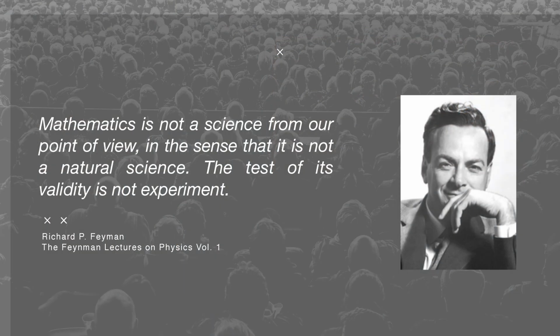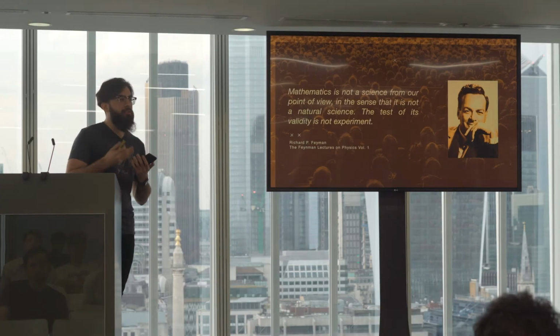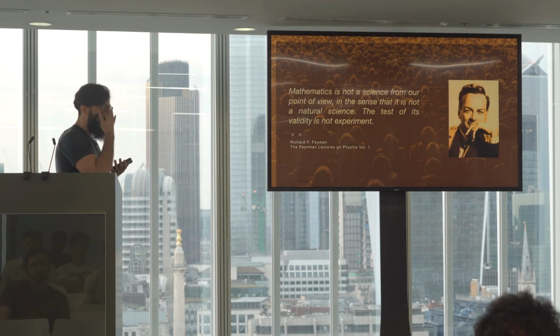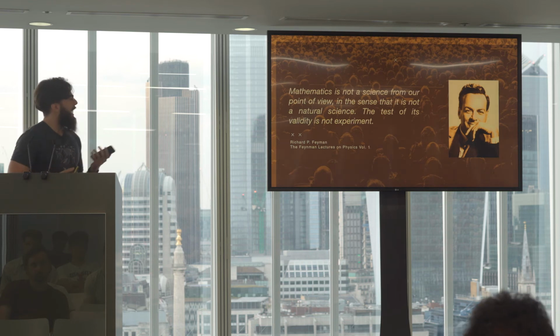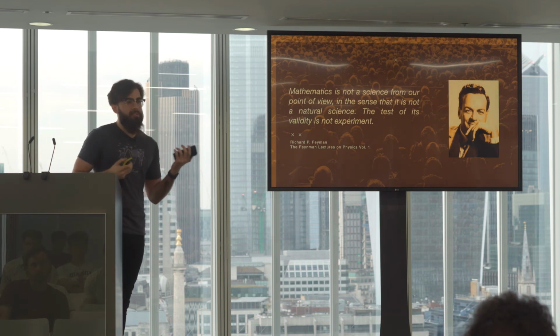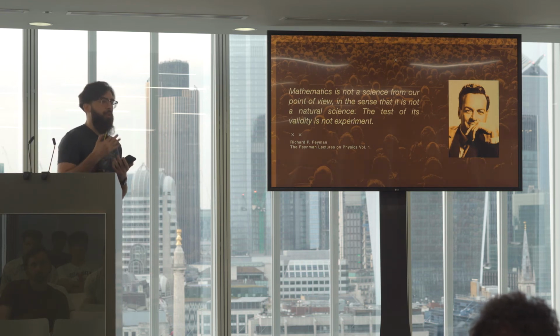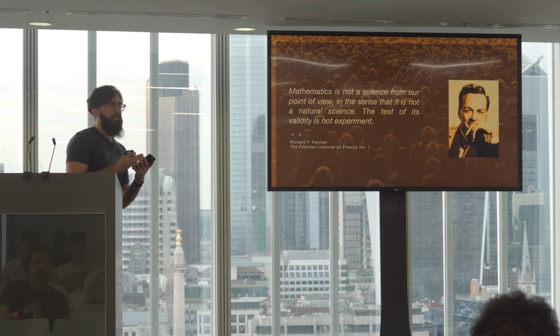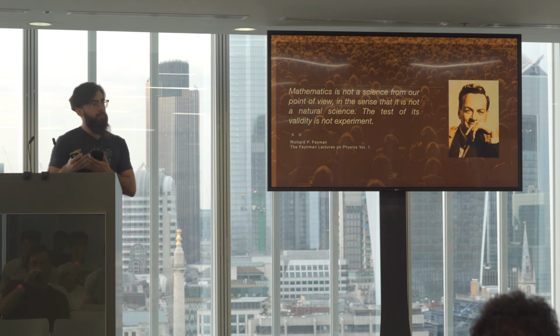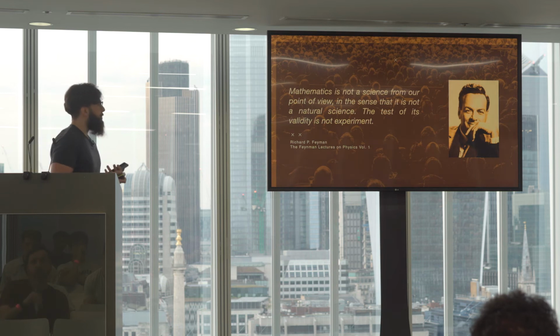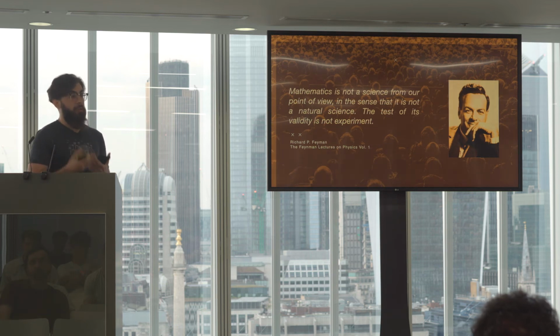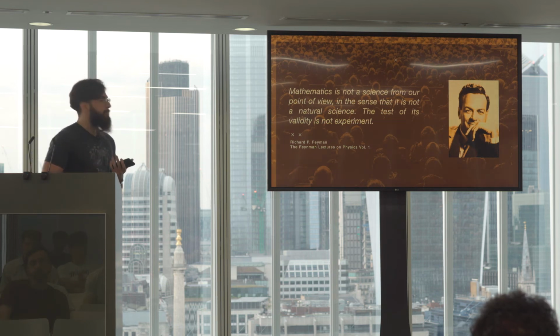And as Richard Feynman said, mathematics is not a science from our point of view because the test of its validity is not an experiment. You don't have to do experiments to confirm that something's true. And in a certain way, like Atos said also, all mathematical proofs are in a certain sense tautological because you're just getting these very simple things and building up with them to build proofs, which is like building upon things that you already know are right, which is playing within the rules.